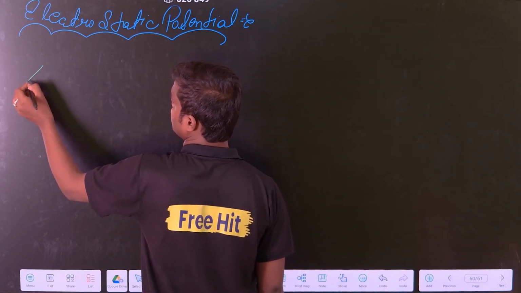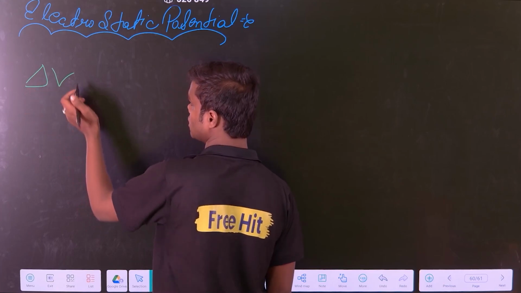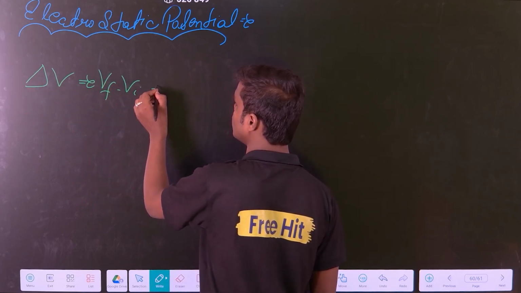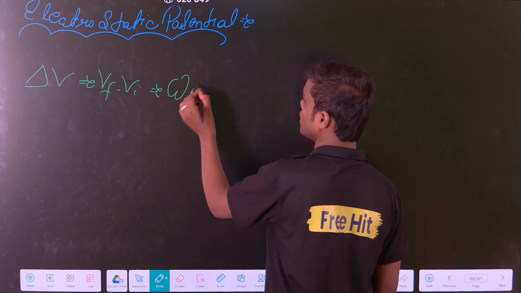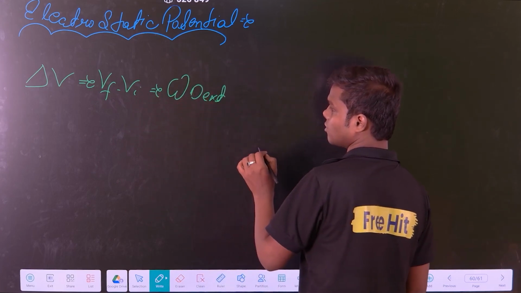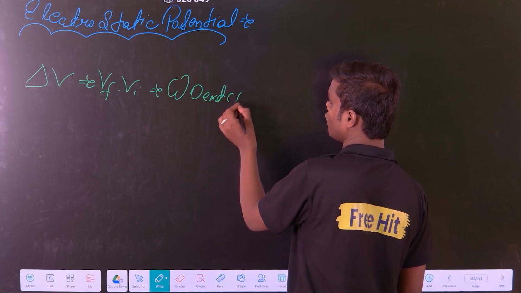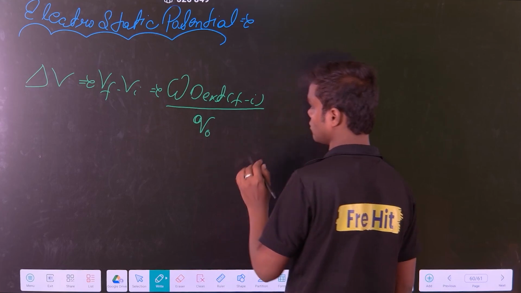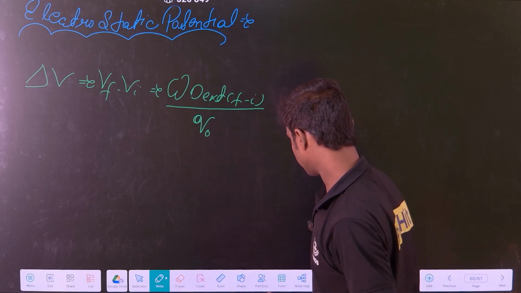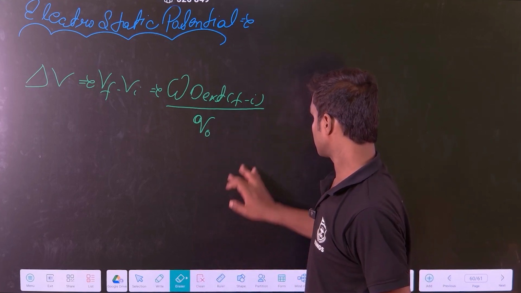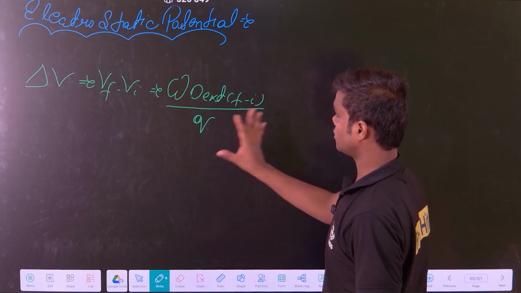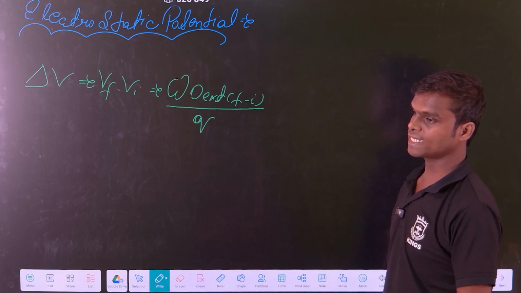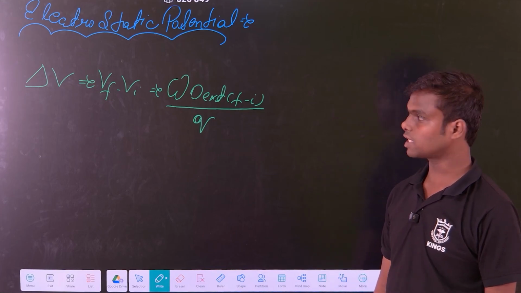We define that delta V, the change in potential, is equal to V final minus V initial, which is equal to the work done by the external agent for bringing the charge from the initial to the final point, divided by the same charge, or you can say test charge. Now, what is the work done by the external agent? That is equal to minus times the work done by the electrostatic force, correct?